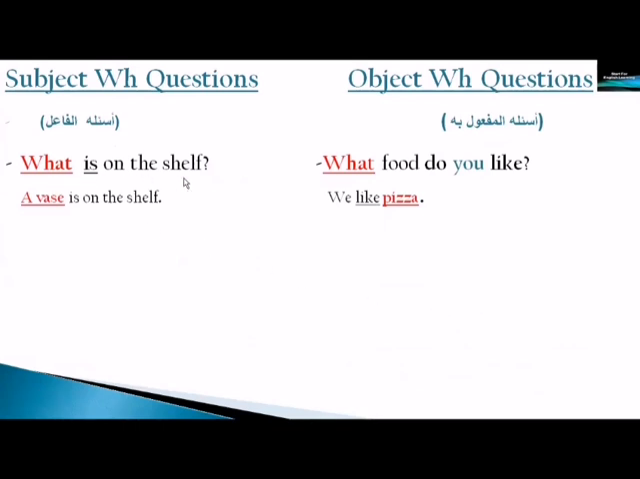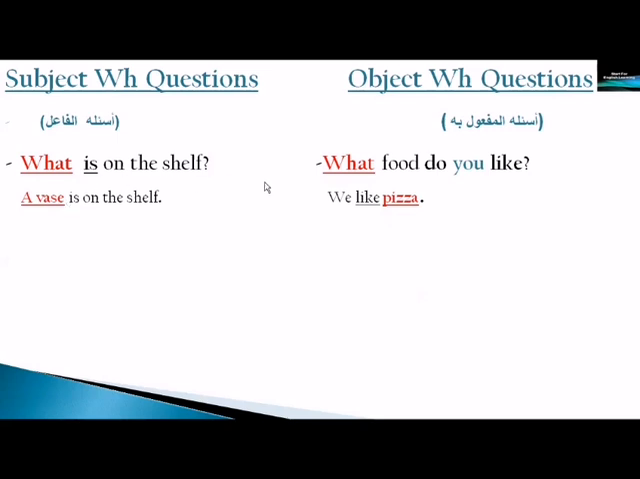What is on the shelf? What here is asking for the subject. We don't have inversion. We don't know the subject. The answer, a vase is on the shelf. What is on the shelf? A vase is on the shelf. A vase is the subject.